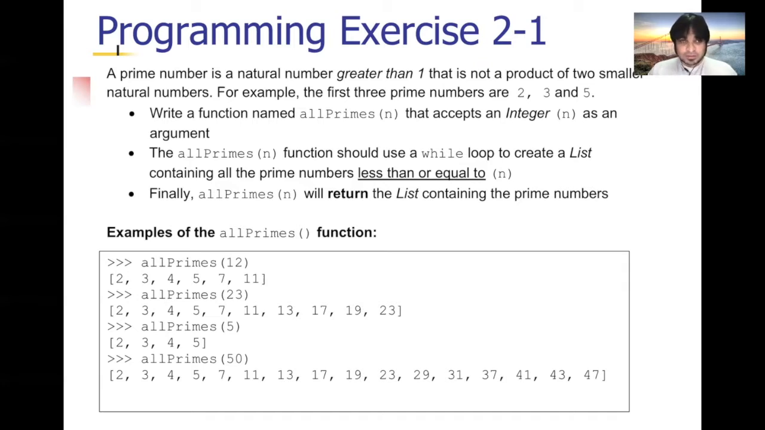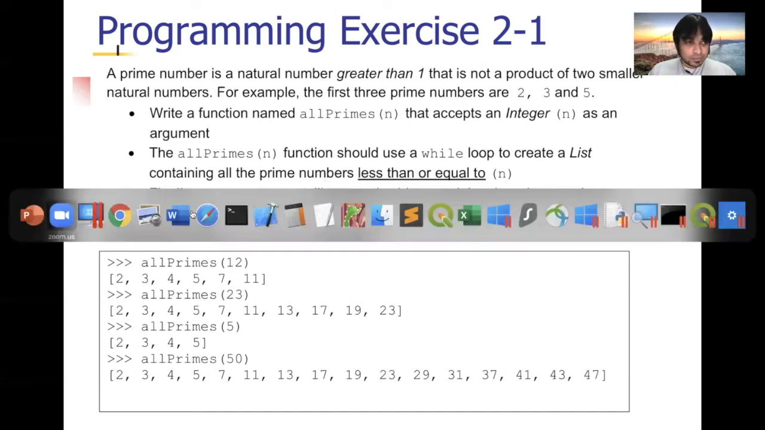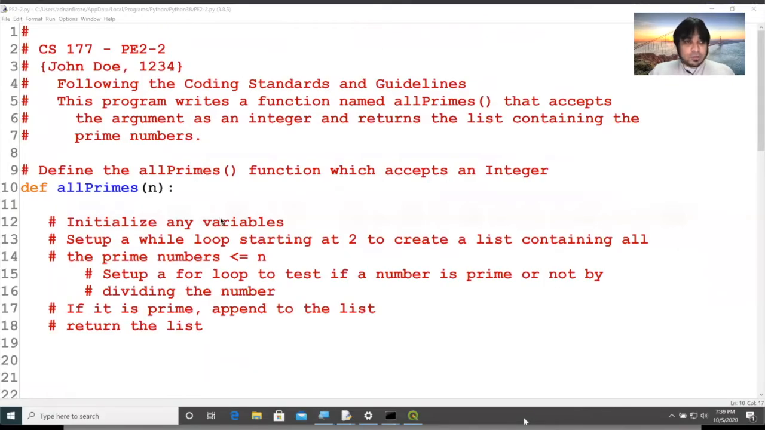So let's begin our code, as usual, with the pseudocode first. Now I already have written down the setup that you should have, like CS177, programming exercise 2-2, your name and the headers that we expect. And then I'll define the all primes function, which accepts an integer. And I've done that already.